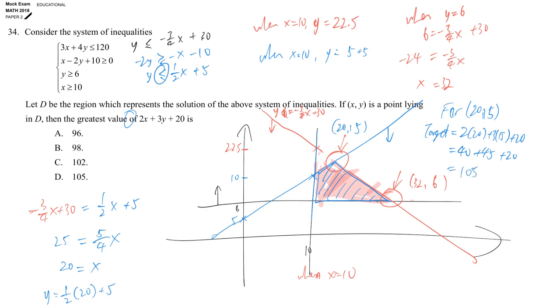And then basically we find the answer 105 because we don't have an even bigger choice here. But for a more secure result, we try the other point also, (32, 6) here. Then our target is. So for this point, it gives us 105. For this point, it just gives us 102. So the greatest value is this one.